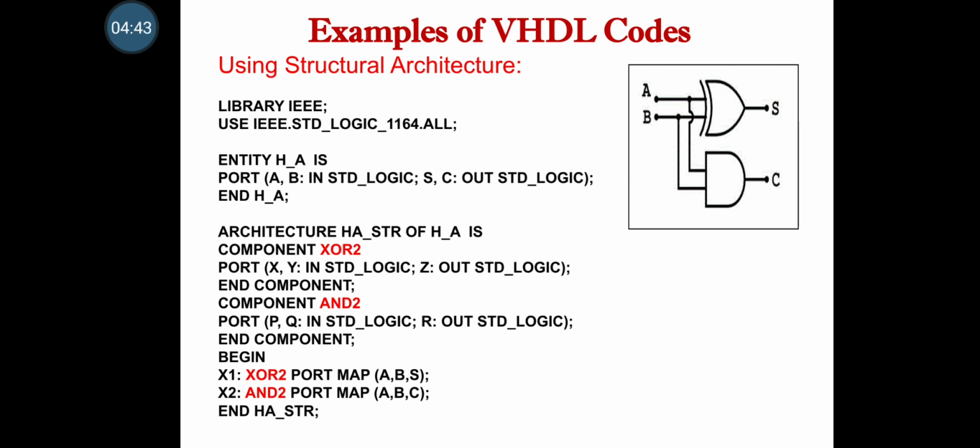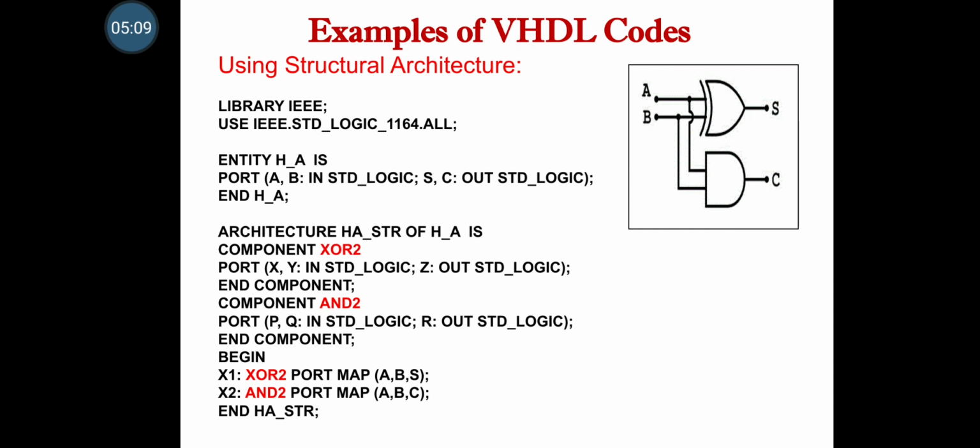Then inside, we declare the input ports and the output port for these gates, defining how many inputs and how many outputs there are. So X, Y are inputs of standard logic and Z is the output of standard logic. End component. Then again the input and output declaration: P, Q are the inputs of standard logic and R is the output of standard logic. End component.